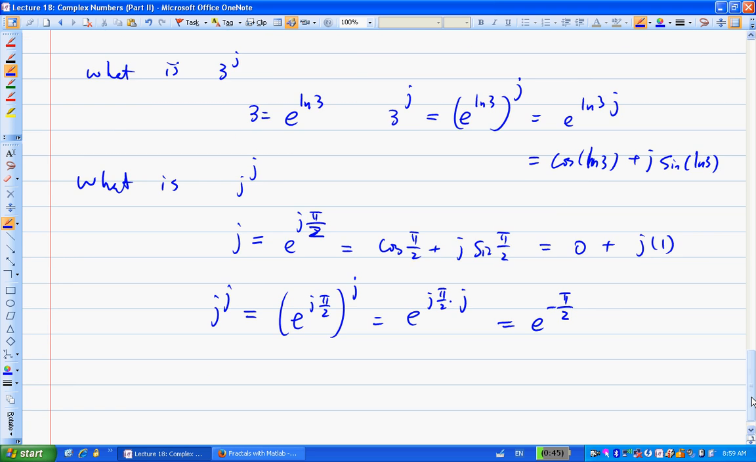Yeah. So I think we can find this. What's j to the power j to the power j? Right? Yeah, that's right. So just this guy to the power j, so e to the negative pi over 2 j, right? So, okay. And what does e to the power negative pi over 2 j give?